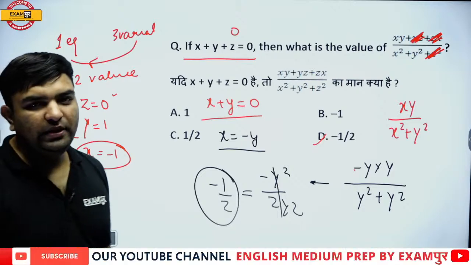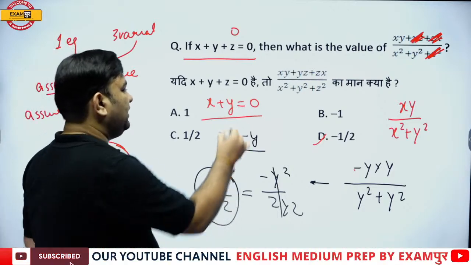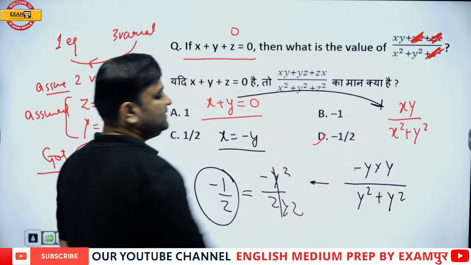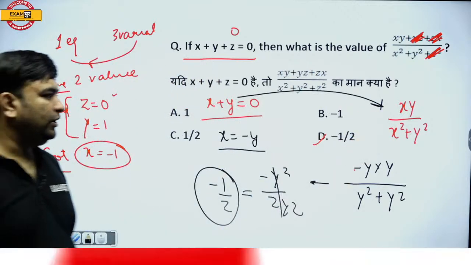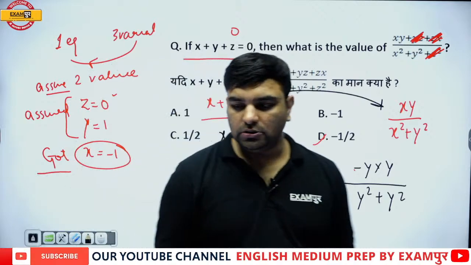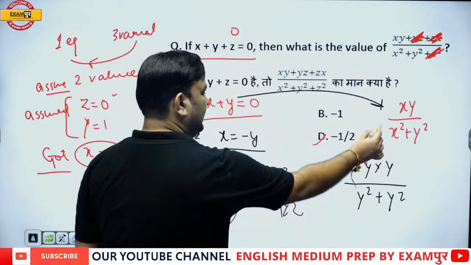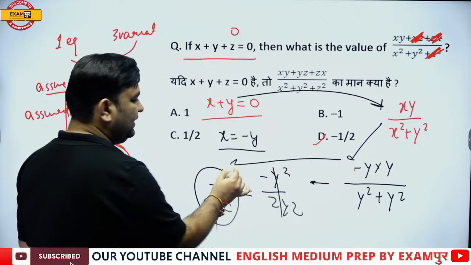So by only assuming z equal to 0 as well, and after this directly putting x equal to minus y, we can also get to the answer. Directly putting x equal to minus y, we can directly get to the answer.